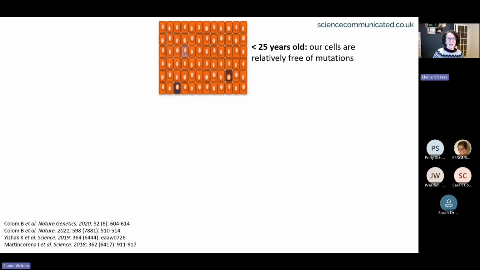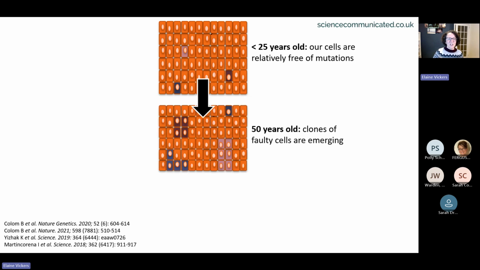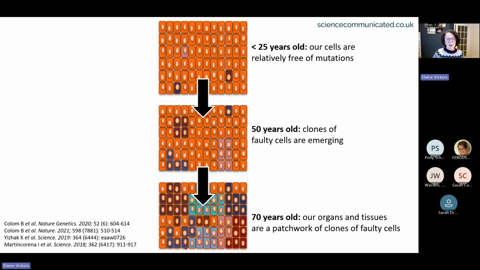So whereas in our childhood and early 20s, the cells of our body are relatively free of mutations, as we get older, patches of mutated cells start to appear. And by the time we reach 70 years old and beyond, our whole body is a patchwork of populations of faulty cells.